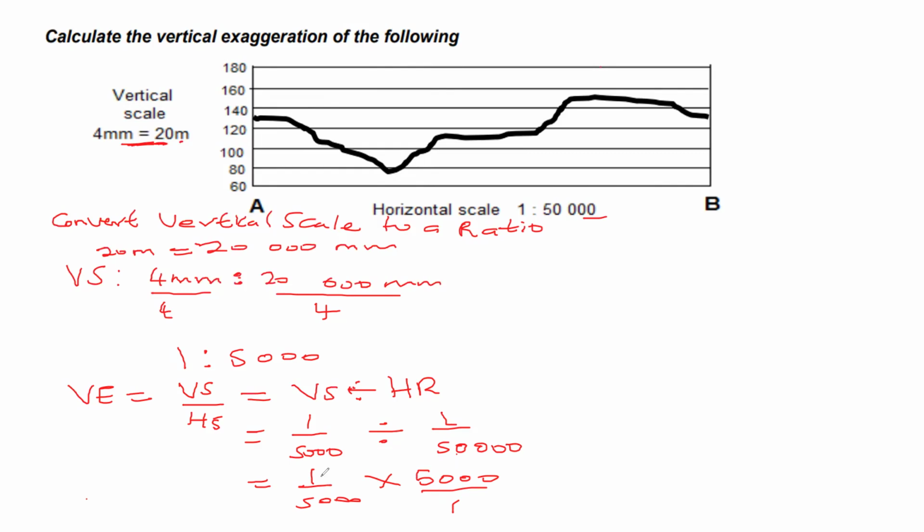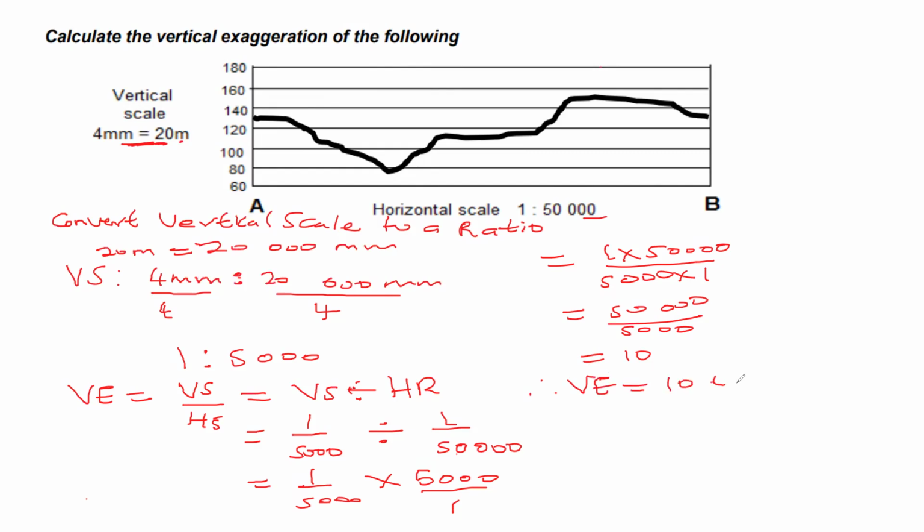All right, if you replace a division sign by a multiplication sign, you swap these things. So now you will say 1 times 5,000. This is like 50,000 divided by 5,000 multiplied by 1. So it's like 50,000 divided by 5,000. And if you press that on your calculator, you will get nothing but 10. So our vertical exaggeration is 10 times.